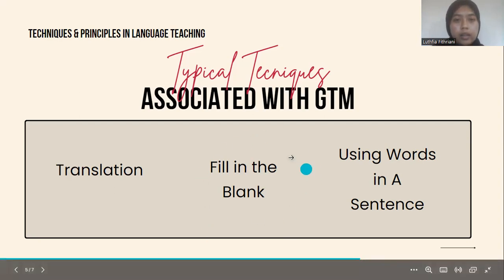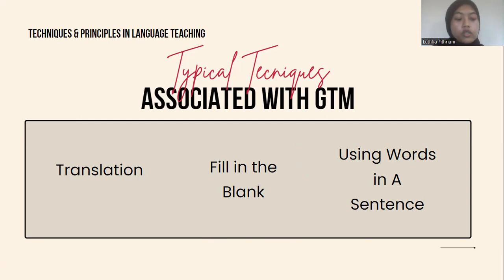Second, fill in the blank. Besides giving the student reading passages, we could give the student different sentences with a slot in the middle and ask the student to fill it with a certain word. For example, the teacher will give the student a sentence, I blank student. So the student should fill the slot with the appropriate answer. I blank a student. So the answer will be I am a student.